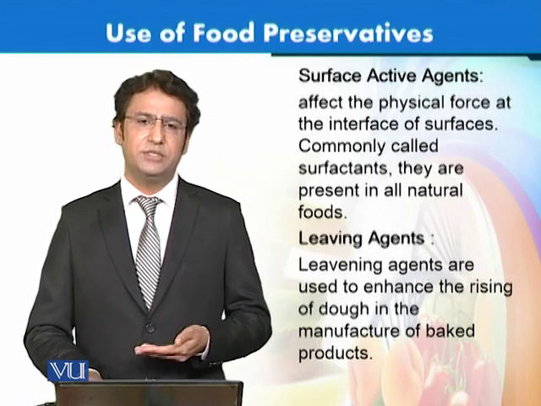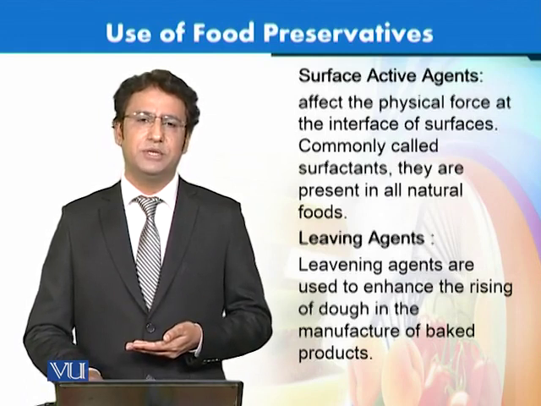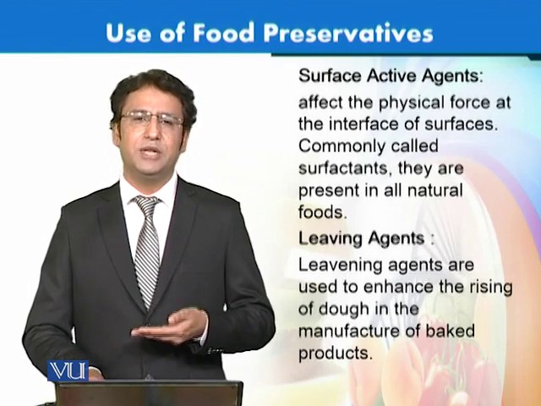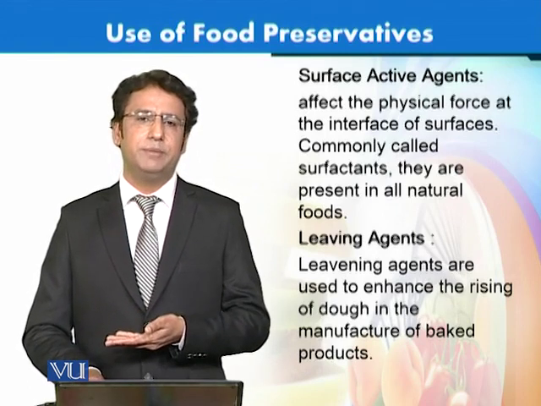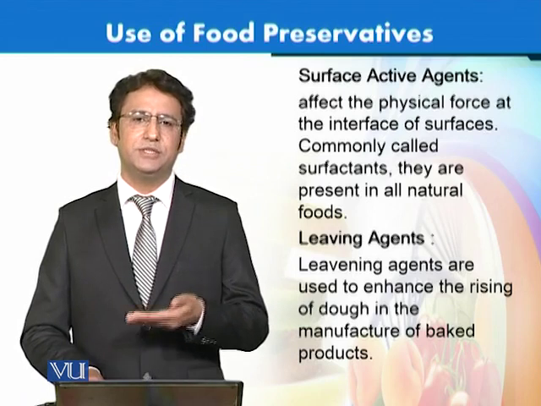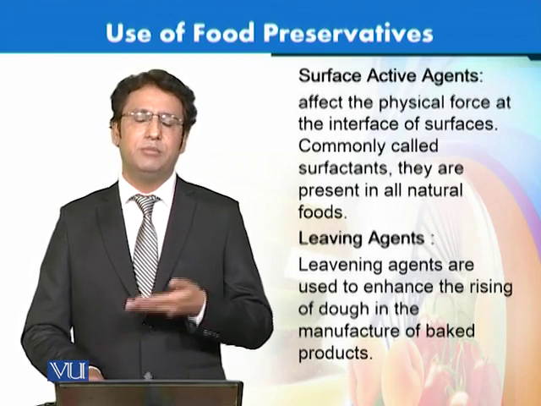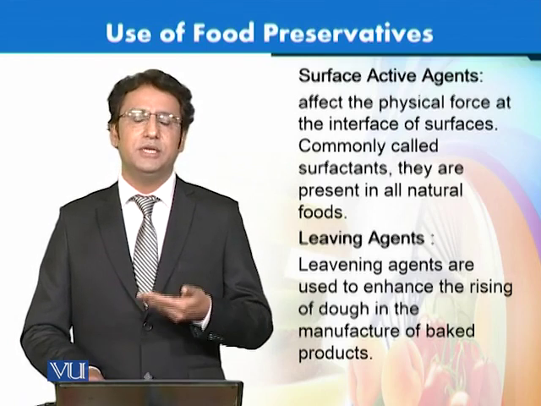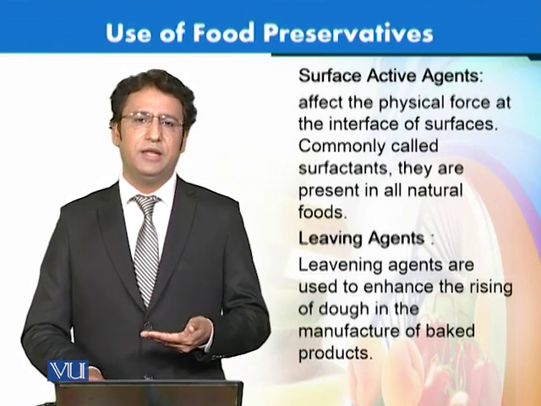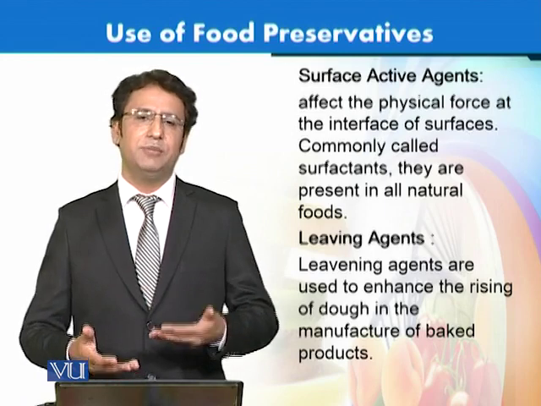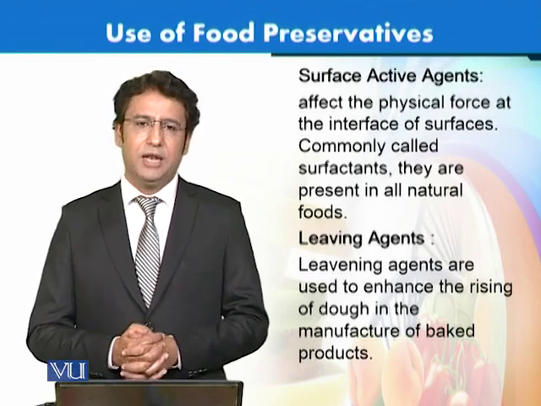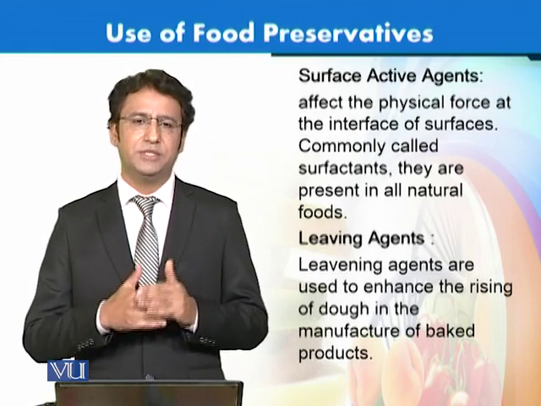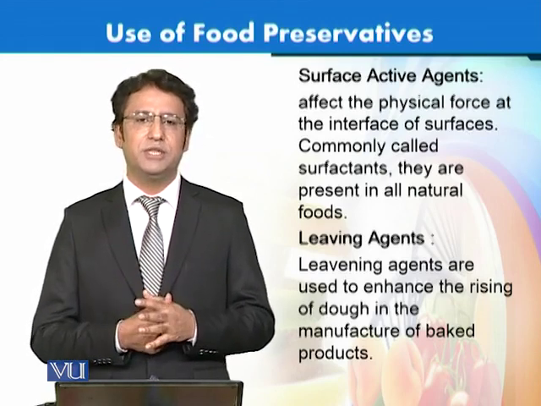Surface active agents are another class of compounds which are used as preservatives. For example, there can be lecithin found in egg yolk, and this lecithin is used to make mayonnaise, and this has surface active properties. Similarly, surface active compounds can come from all different sources. They can be added to different food products. Leavening agents are the ones which produce carbon dioxide. They increase the volume in bakery products, especially in breads.